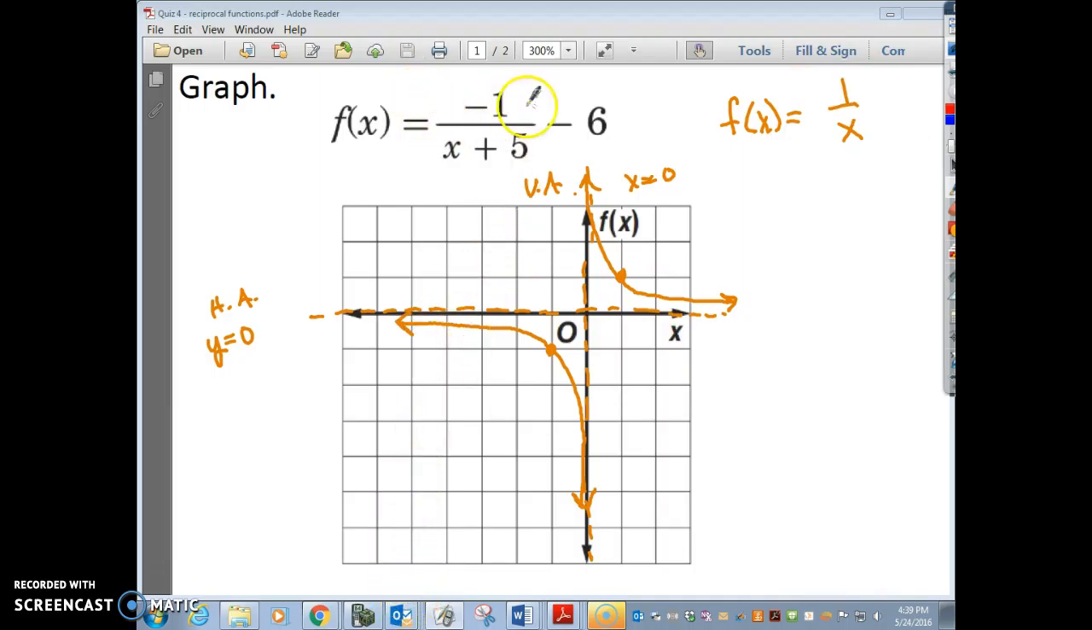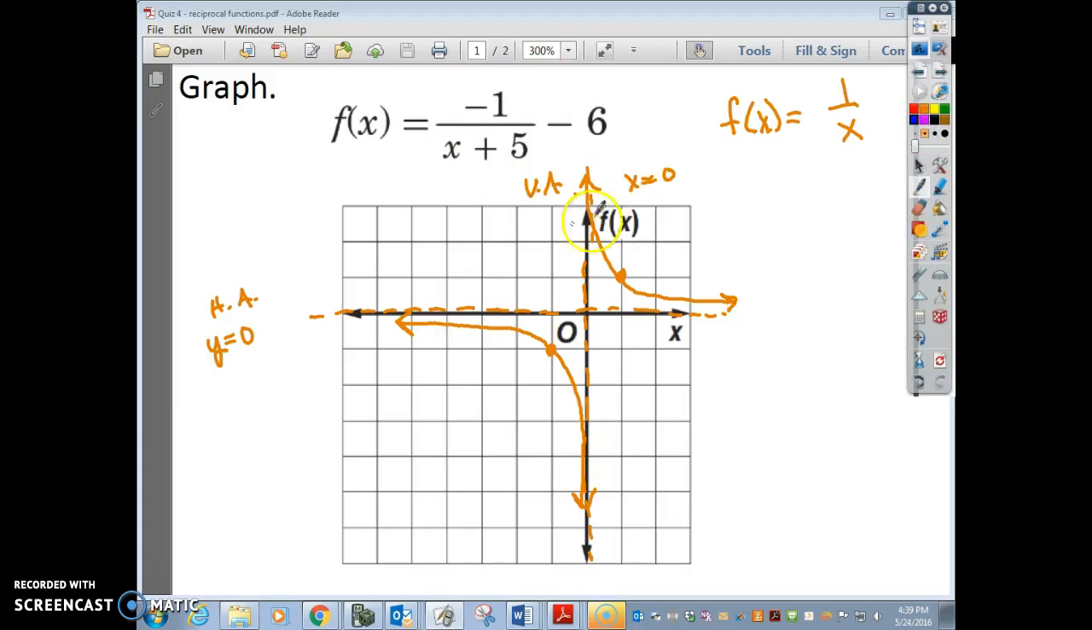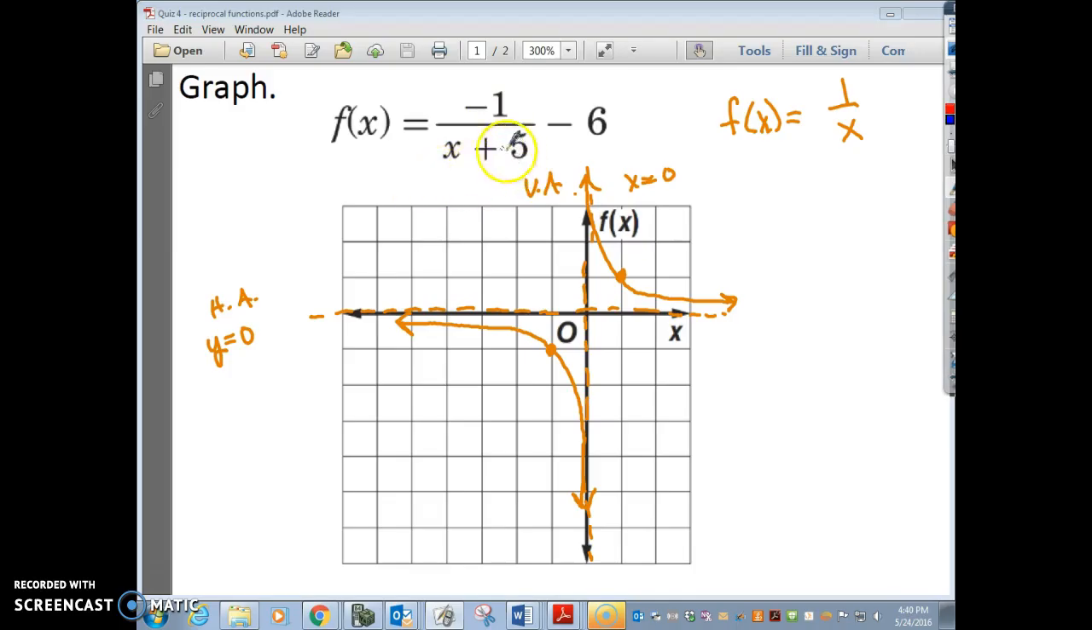Now we have to know what these other numbers do. What does the plus 5 do? This number moves it left and right, and it actually does the opposite of what you think. Instead of going to the right, it goes to the left. This number right here moves it up and down, and this one behaves like you'd expect. Since it's negative, it's going to go down.